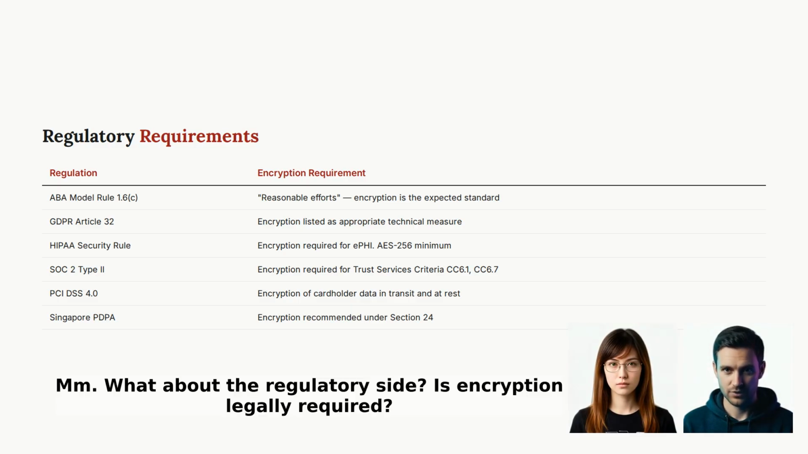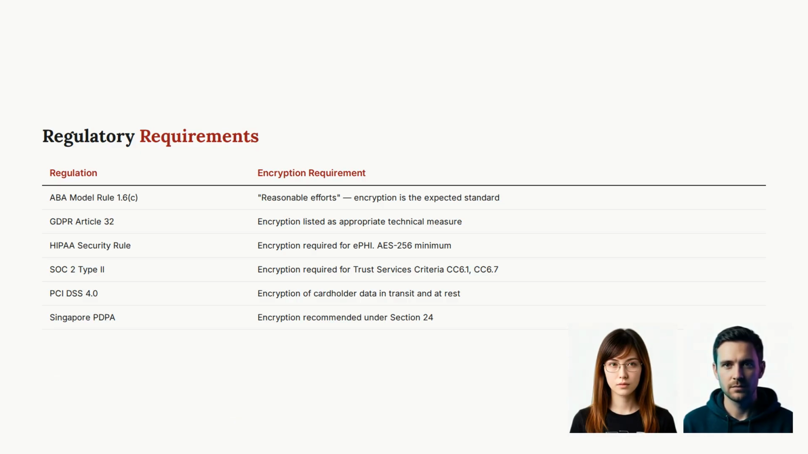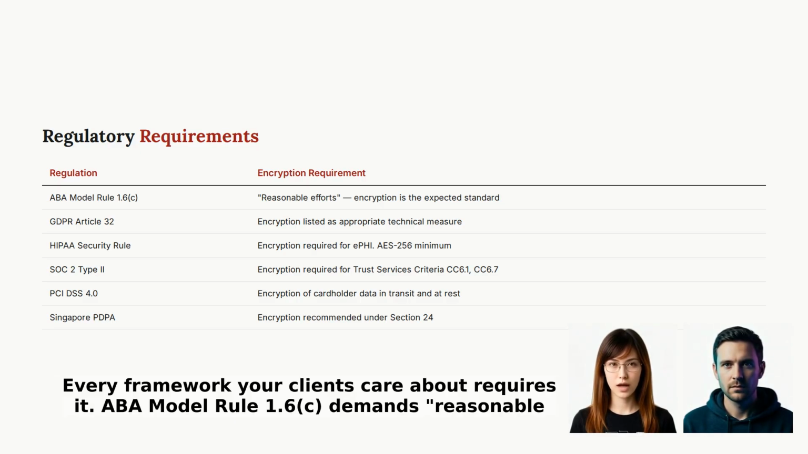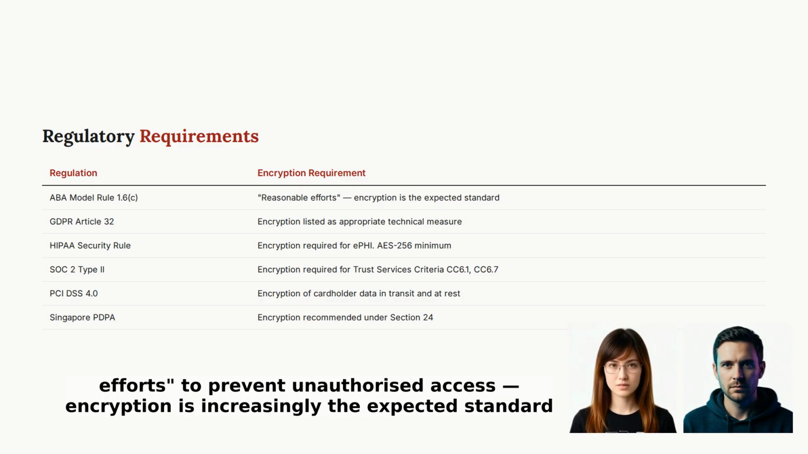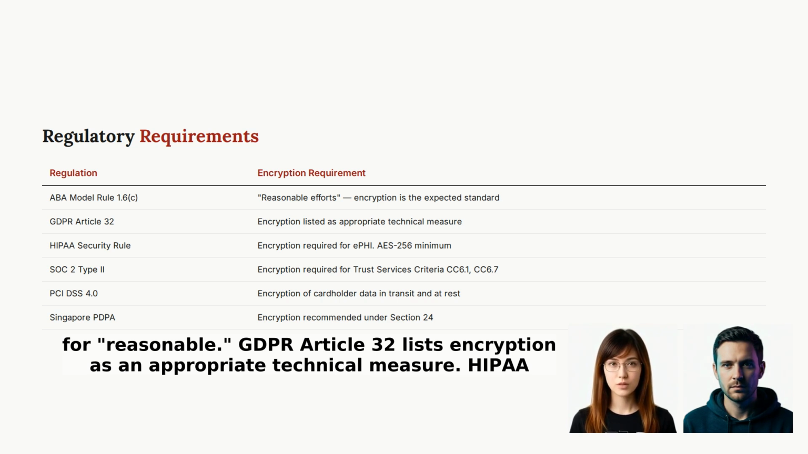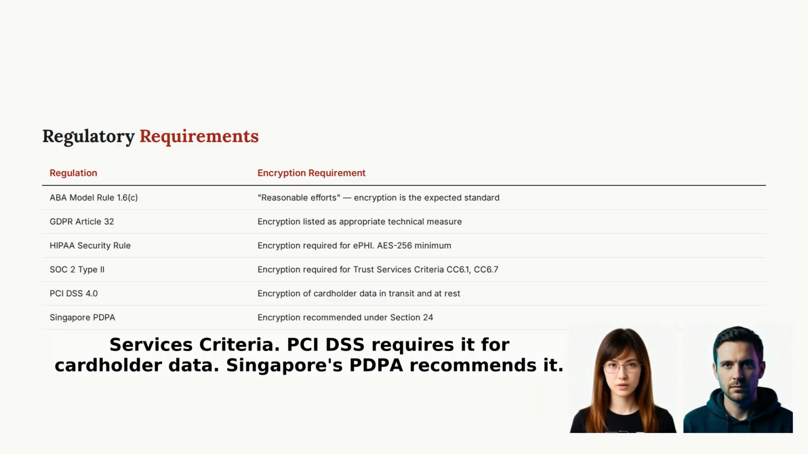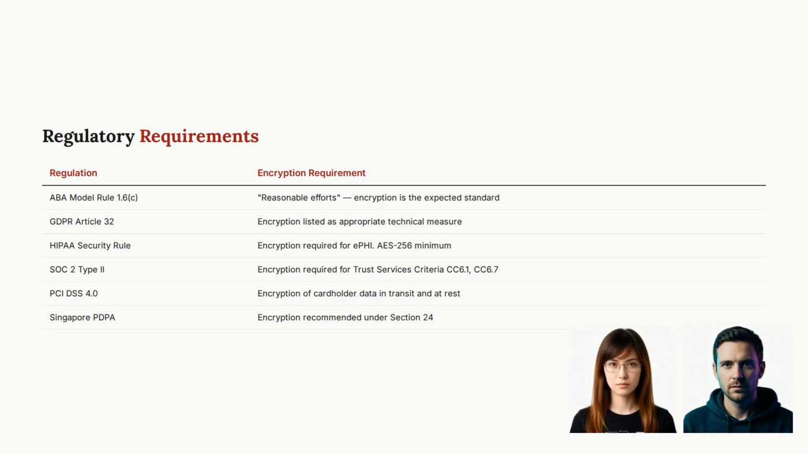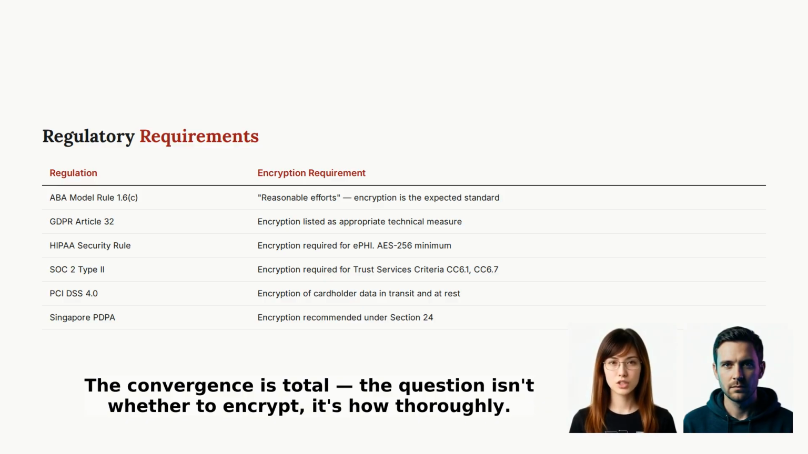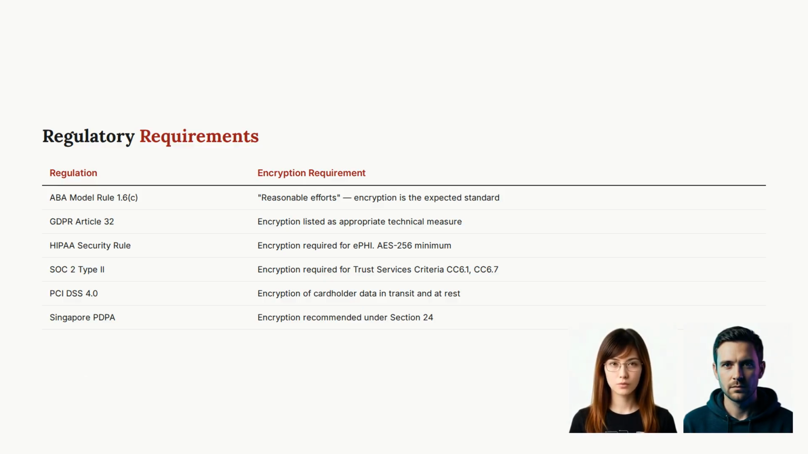What about the regulatory side? Is encryption legally required? Every framework your clients care about requires it. ABA Model Rule 1.6(c) demands reasonable efforts to prevent unauthorized access. Encryption is increasingly the expected standard for reasonable. GDPR Article 32 lists encryption as an appropriate technical measure. HIPAA requires encryption for electronic health information. SOC 2 requires encryption for trust services criteria. PCI DSS requires it for cardholder data. Singapore's PDPA recommends it. The convergence is total. The question isn't whether to encrypt, it's how thoroughly.